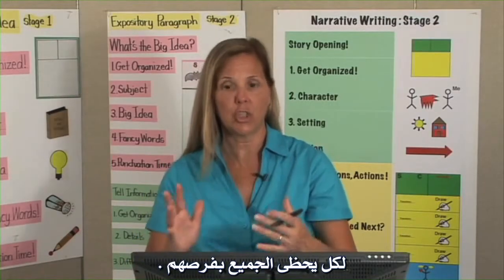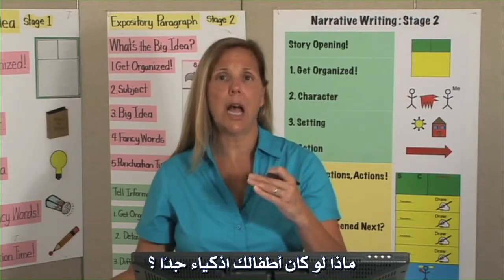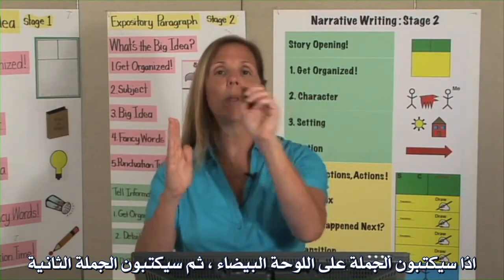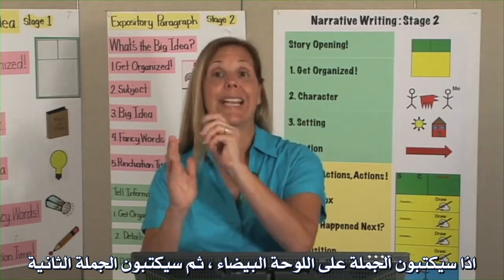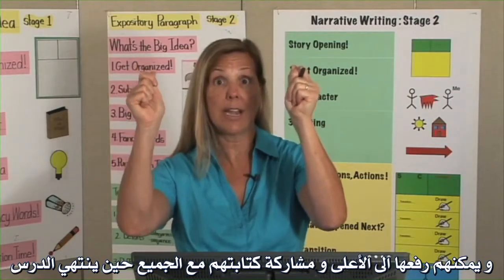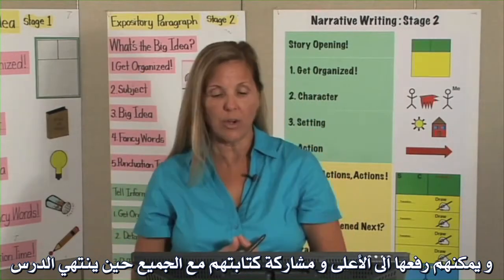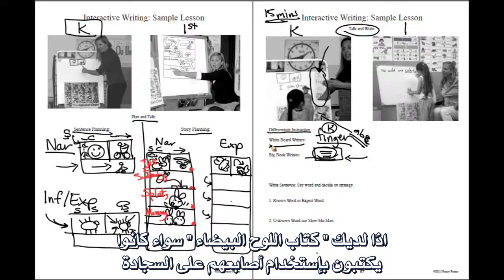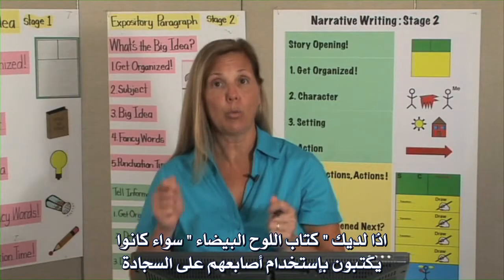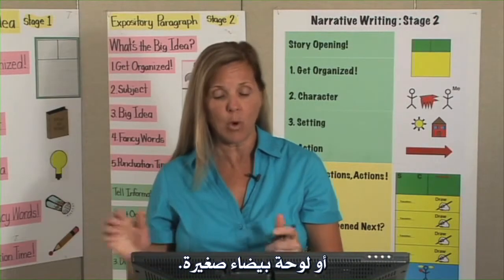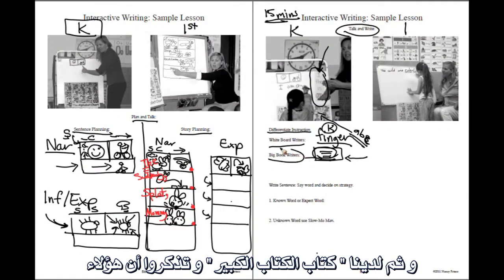So everybody has turns. What if you have kids that are really high? Then on their whiteboard, they'll write out the sentence and they'll write out a second sentence, and then they can hold it in the air and share it with the group when you're finished with the lesson. You have whiteboard writers now, whether they are writing with their finger on the carpet or writing with a tiny whiteboard. And then we have our big book writers.